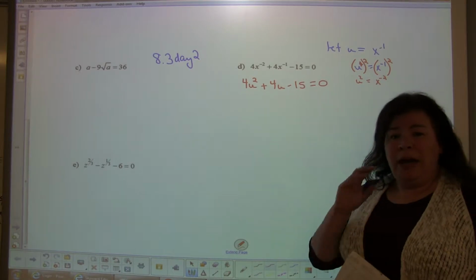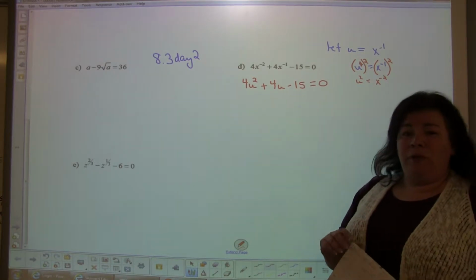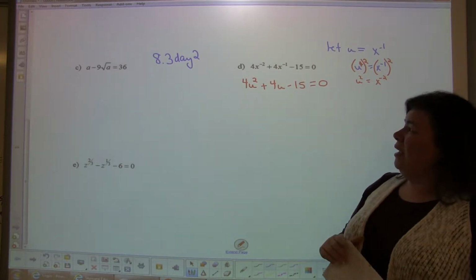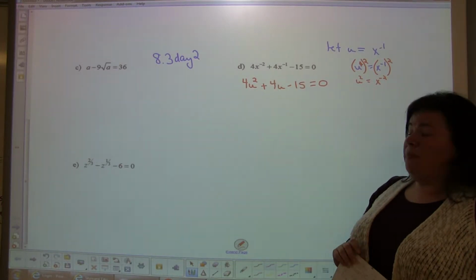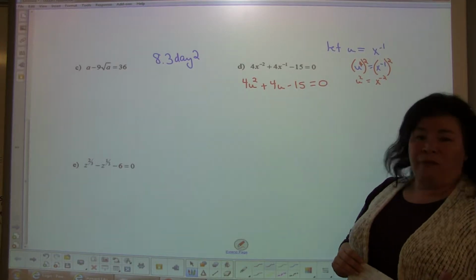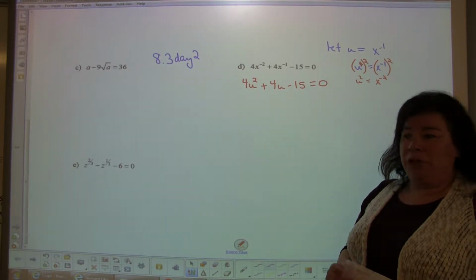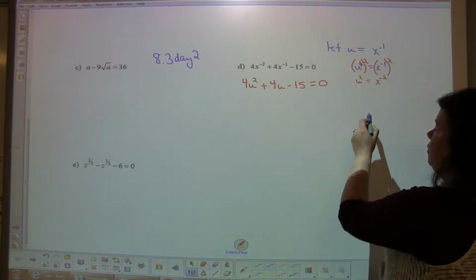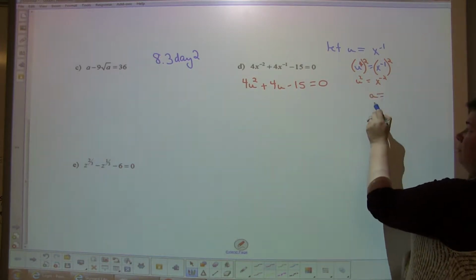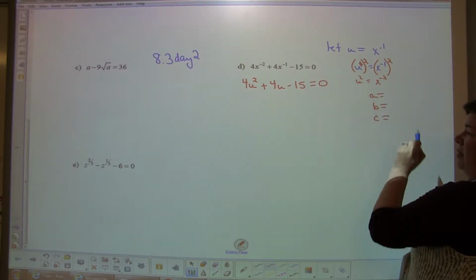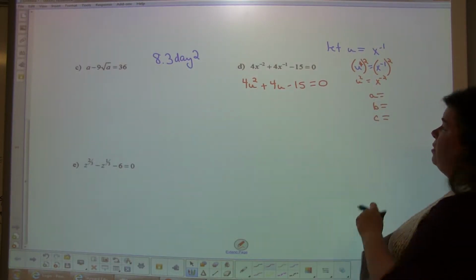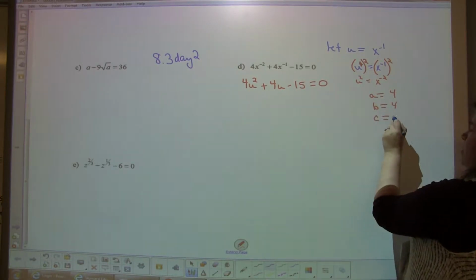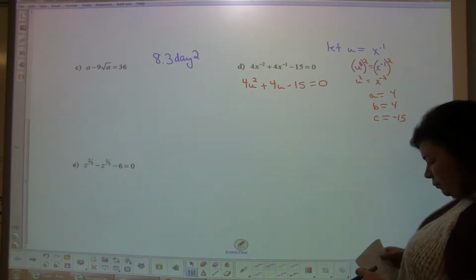So from this point on, if you go ahead and try to factor that trinomial, looking for a product that gives us negative 15 when multiplied and adds to positive 4, we're not going to find type 1 or type 2. So what we're going to have to do right now is use the quadratic formula, identifying our a, b, and c terms. So our a term is going to be 4. Our b is going to be 4, and our c is going to be negative 15.